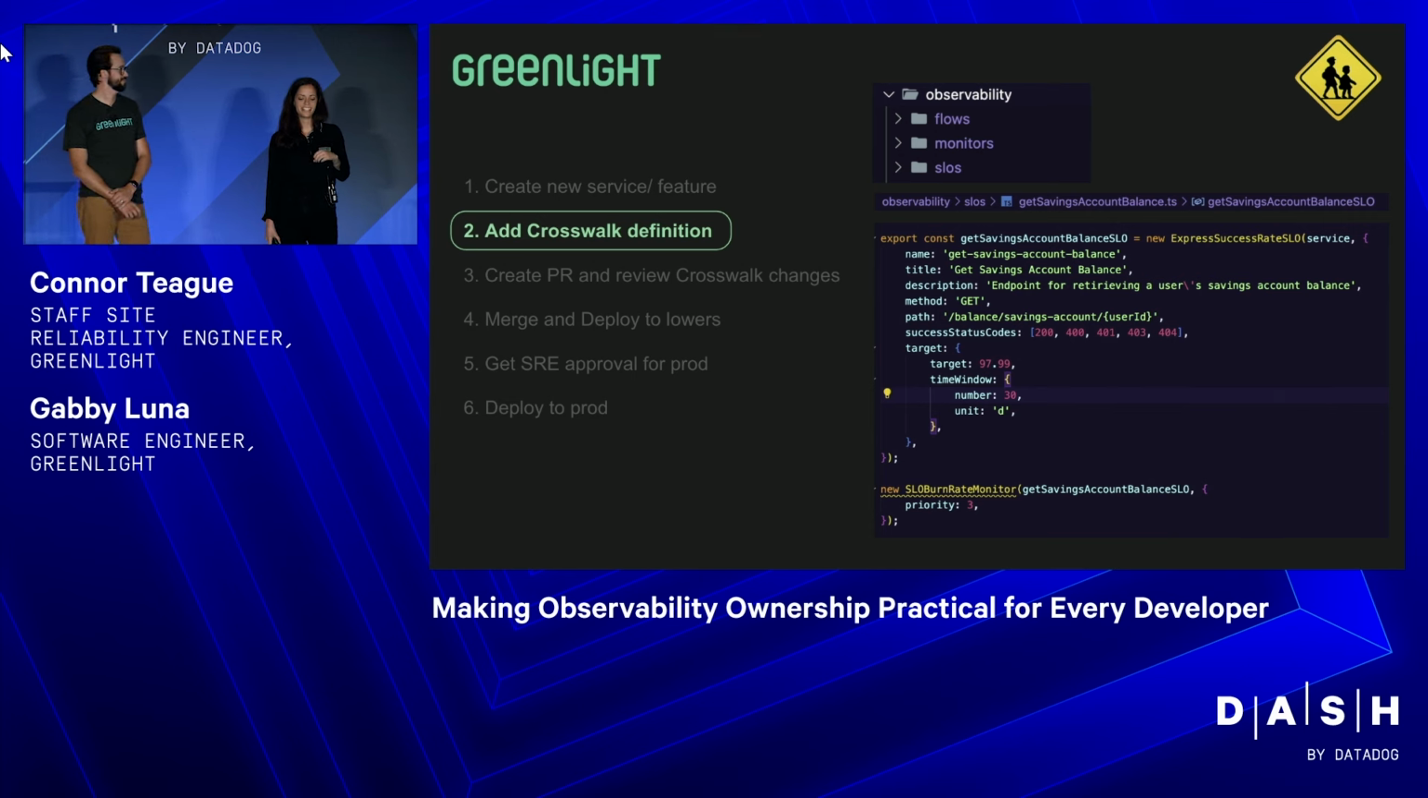The target SLA will define my target success rate over a set time window. Here is 97.99% over a 30-day window. I'm also going to give it some acceptable success status codes, like 400 and 404. To create the burn rate monitor, I pass the express success rate SLO and the desired alert priority into the SLO burn rate monitor I've imported from Crosswalk. Just like that, I'm done with the new feature and the Crosswalk config, and I'm ready to make my PR.